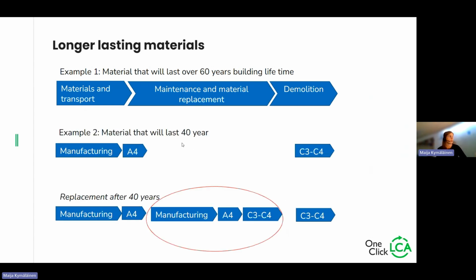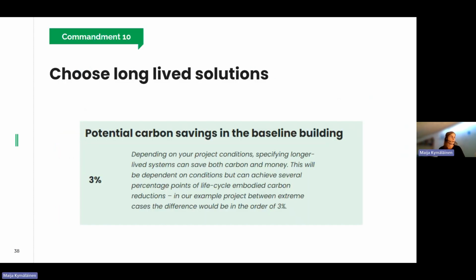But then if we have a material that lasts only 40 years, so basically we have a disruption here after manufacturing and transport, and there is some use, of course, here, but then we need to replace it after 40 years. So this is basically added as a double. So there is a manufacturing stage, but then there's also another manufacturing stage, and also all the waste and transport and end-of-life processes related to that are taken into account as well. So here, choosing long-lived solutions resulted in a 3% reduction in carbon footprint.